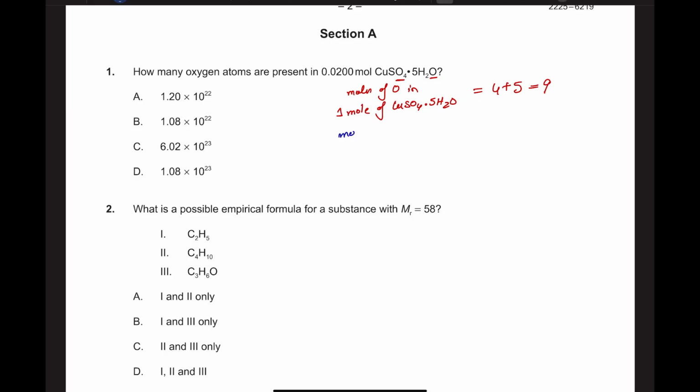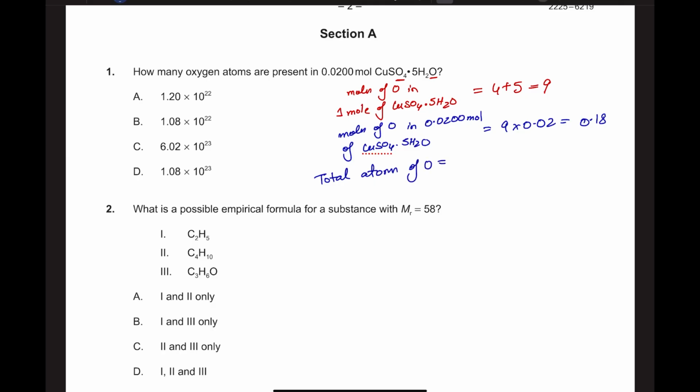So next we'll find moles of oxygen in 0.0200 mole of CuSO4.5H2O. You just have to multiply 9 with 0.02. This is 0.18, right? And then you have to find the total number of oxygen atoms. This will be moles times the Avogadro's number. Moles is 0.18. Avogadro's number would be 6.02 times 10 to the power of 23. When I simplify, I'll get 1.08 times 10 to the power of 23, which is option D.